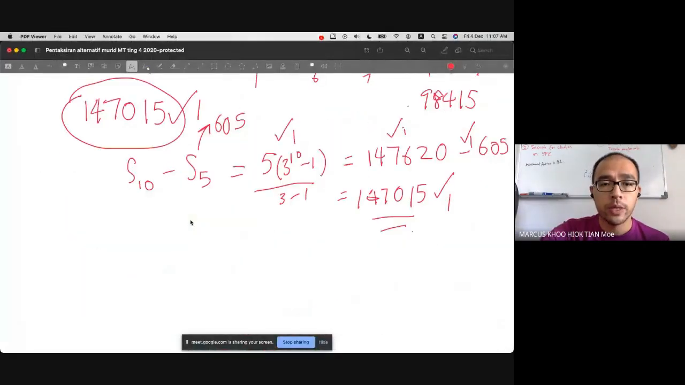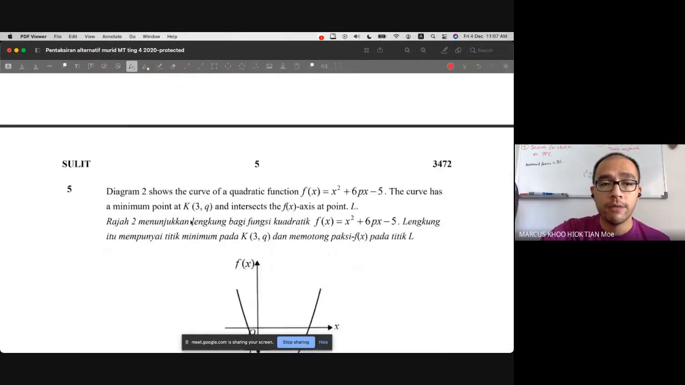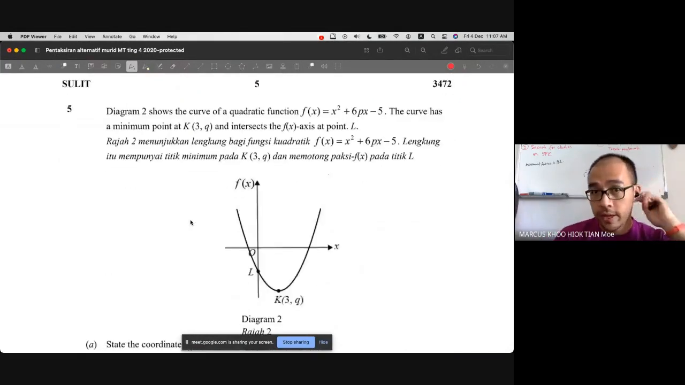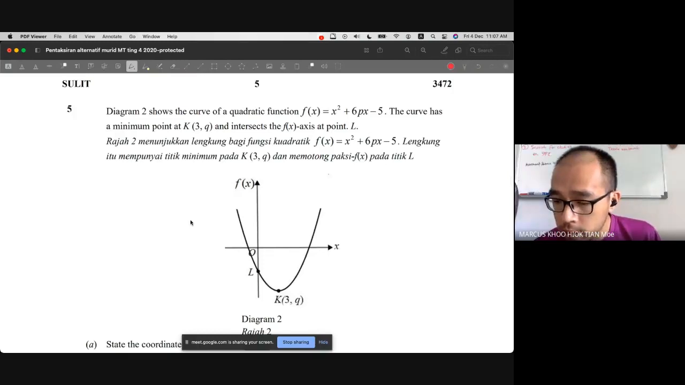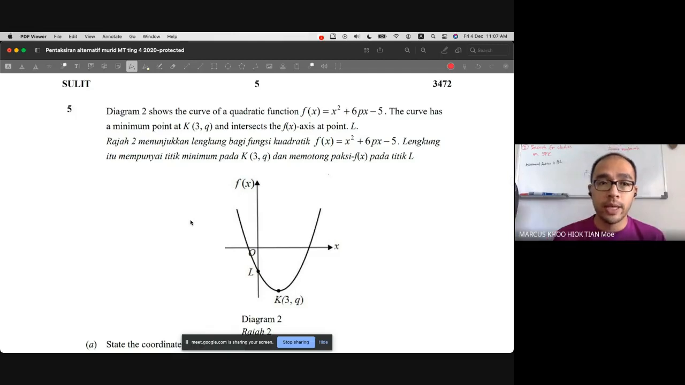Okay, question 5. Diagram 2, I actually want to go until question 6 today. Let me see. Yeah, I actually want to do until question 6. And then after that, the rest of it we'll cover next Tuesday.